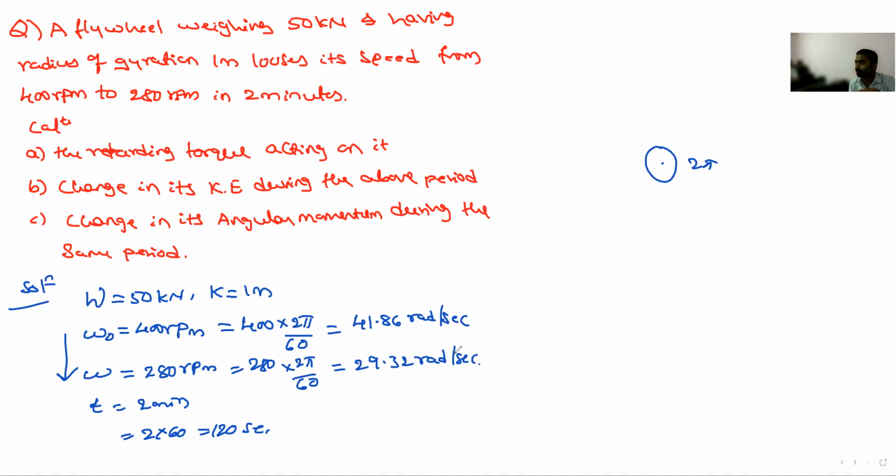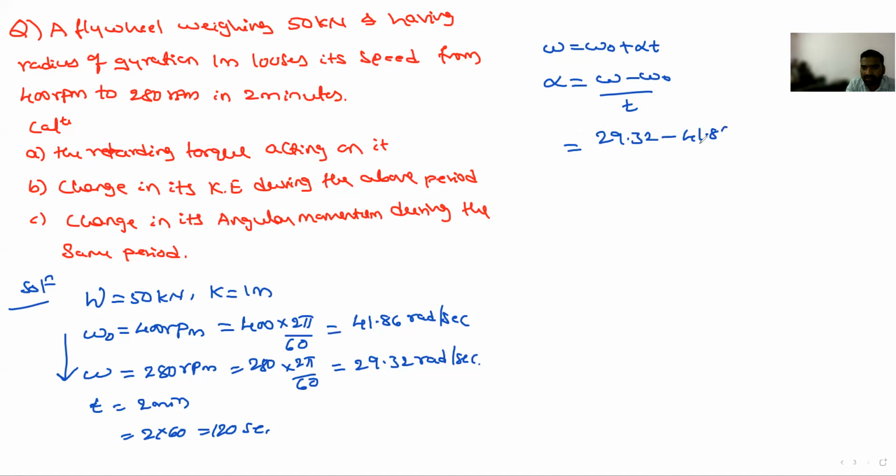Similarly, you can apply the angular motion. What is that angular equation of motion? Omega is equal to omega naught plus alpha into t. Is it correct? Yes, sir. I have converted the linear equation of motion into the angular equation of motion. Correct? Then what do I need to find out? Alpha value. So alpha is equal to omega minus omega naught divided by t. Omega is known, that is 29.32 minus 41.86 divided by 120 seconds. So calculate alpha.